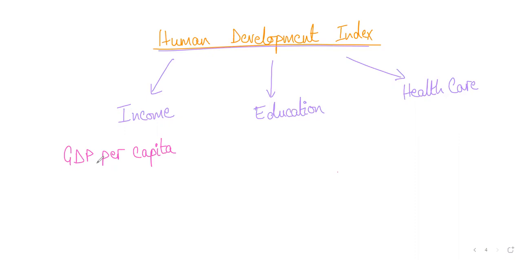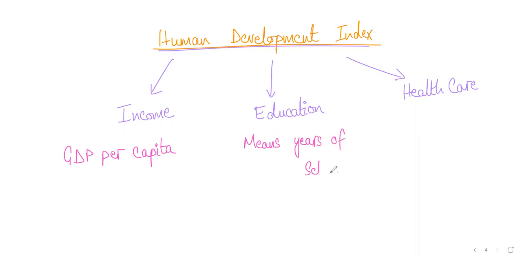Now moving forward for the education, what do we look at for the education? To estimate the quality of education, it looks at mean years of schooling. So to estimate how good the education facilities are in a country, it looks at mean years of schooling. Now, how do we calculate mean years of schooling? Let me also help you here. Mean years of schooling. Think about this.